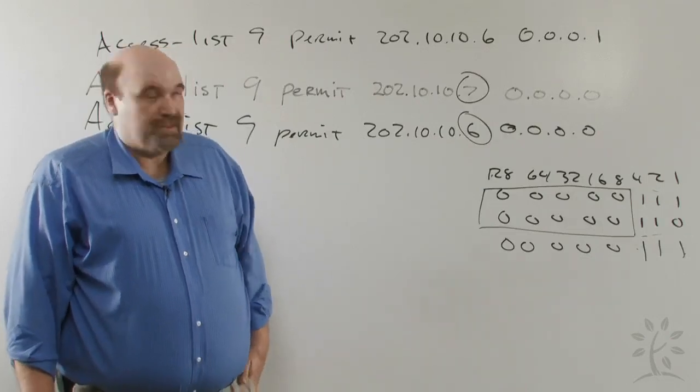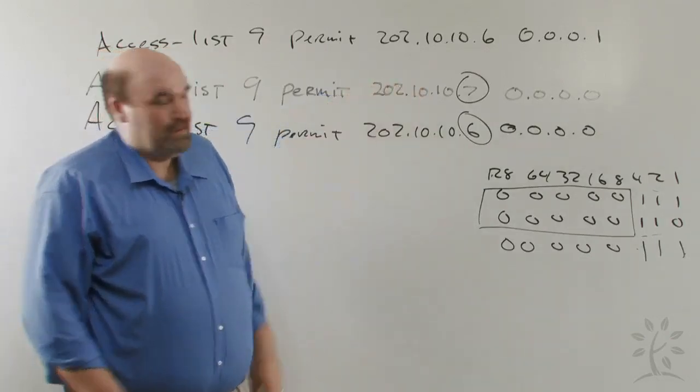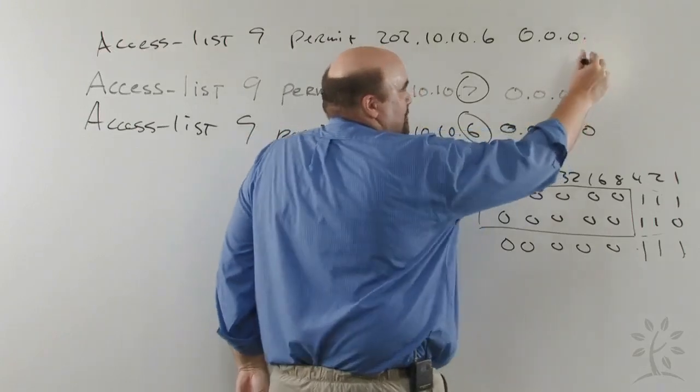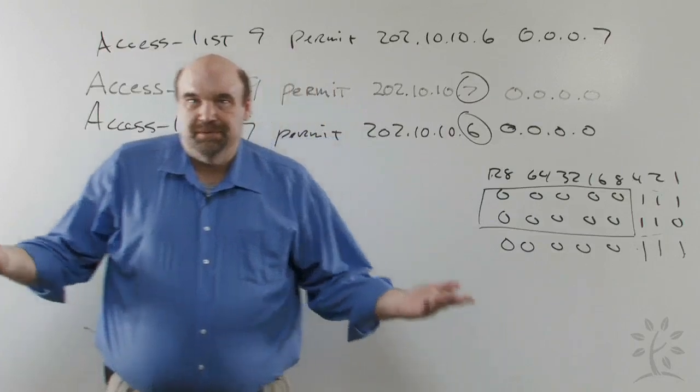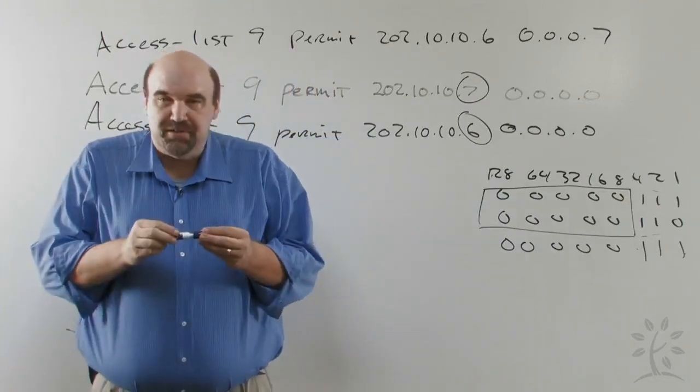at the end. Simply all we have to do now to change this is change the wildcard mask from a 1 to a 7, which is the value of those 3 bits, and we've changed the matching sequence.